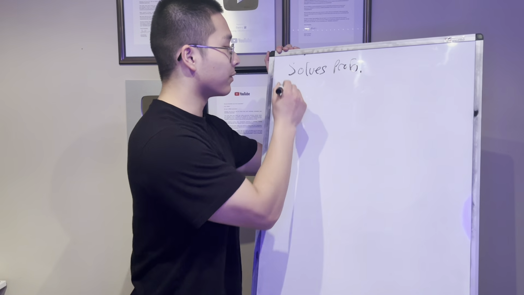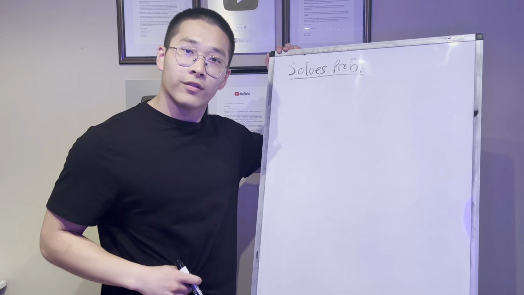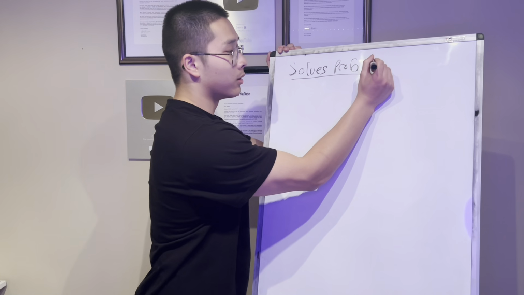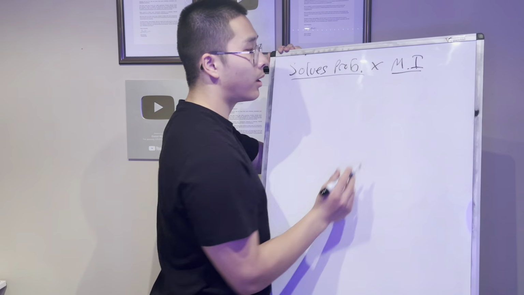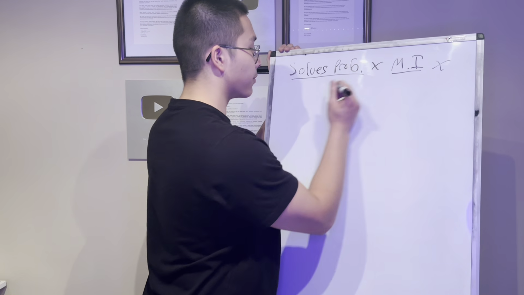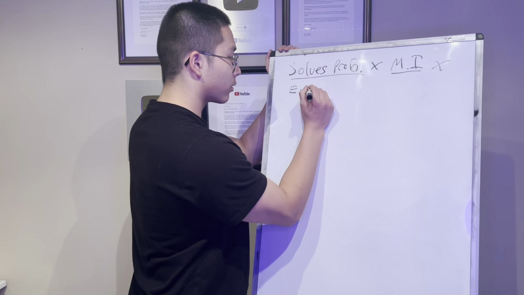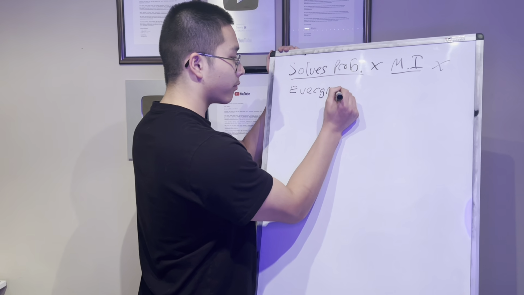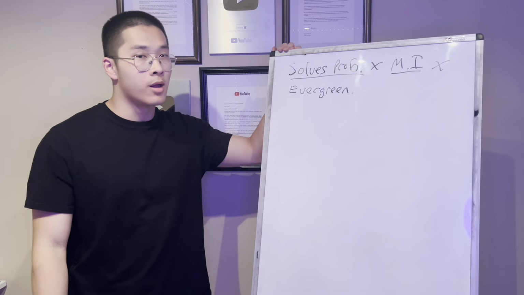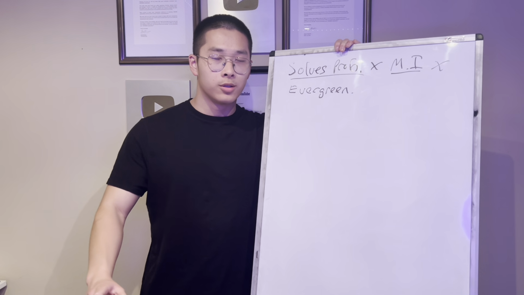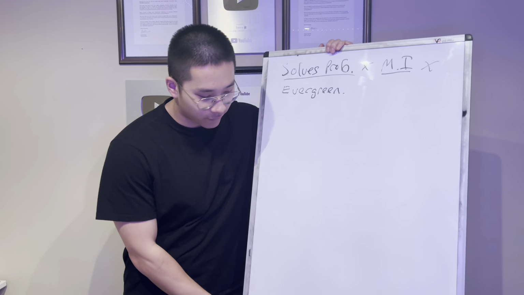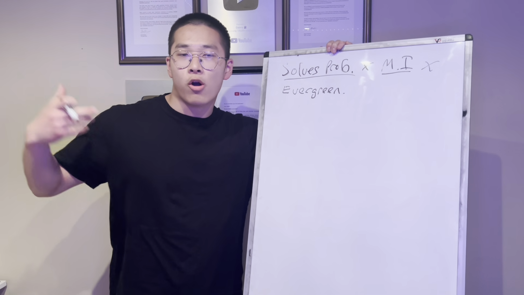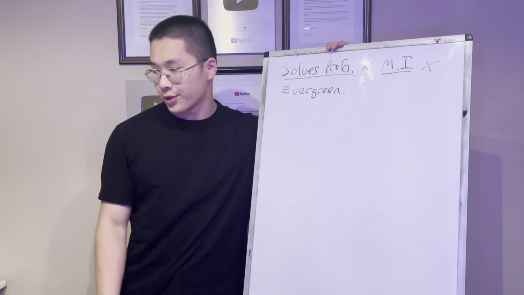You have to create something that, write this down somewhere, by the way, very, very important: solves a problem times market imbalance times evergreen. This is the formula to guarantee views, so that way you will never ever have to stress and be feeling lost about content that has 0 views, 0 RPM, 0 revenue, stuff like that.